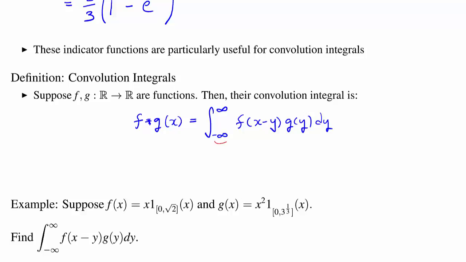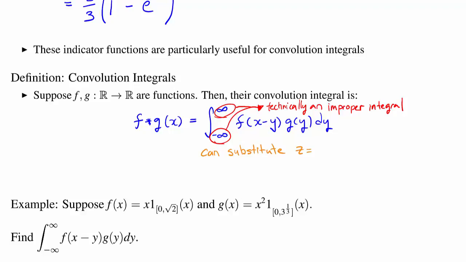And since the limit is from minus infinity to infinity, technically it's an improper integral. However, assuming everything converges nicely, we can think of this almost like a Riemann integral. And we could make the substitution z = x - y to obtain the integral from minus infinity to infinity of f(z) g(x - z) dz. So this is also equal to (f * g)(x). We might sometimes say a change of variables instead of substitution.